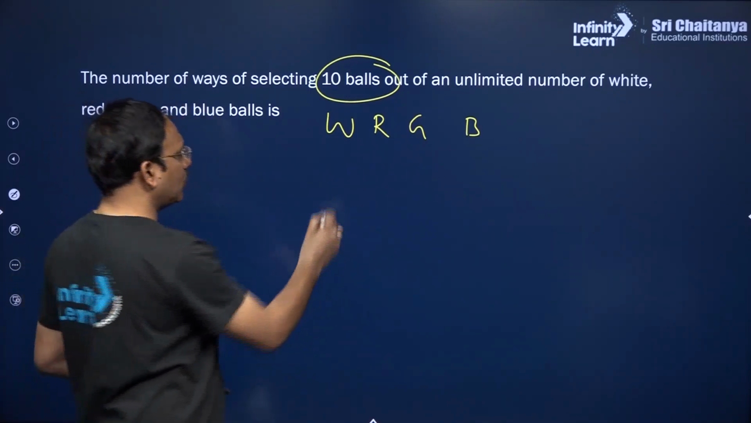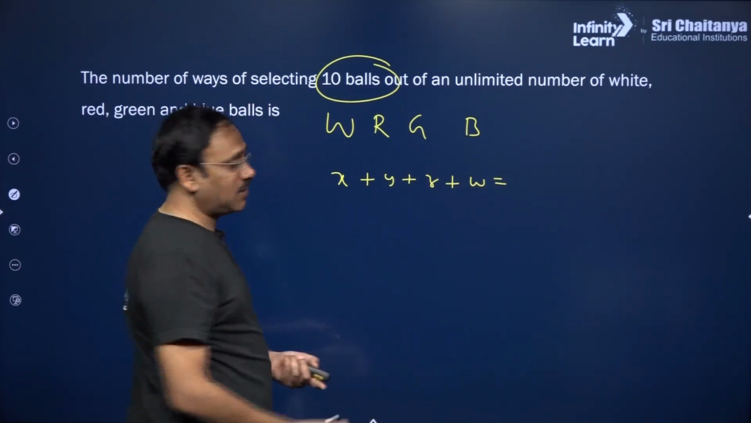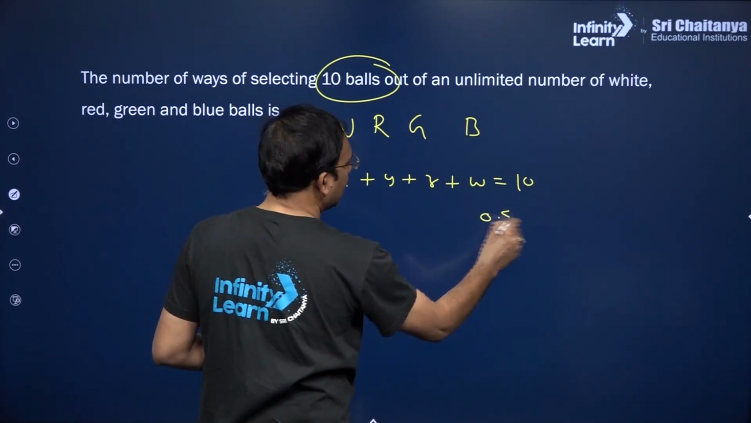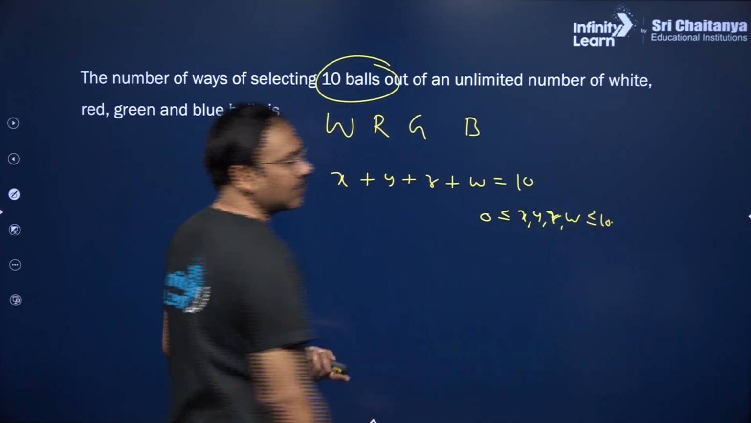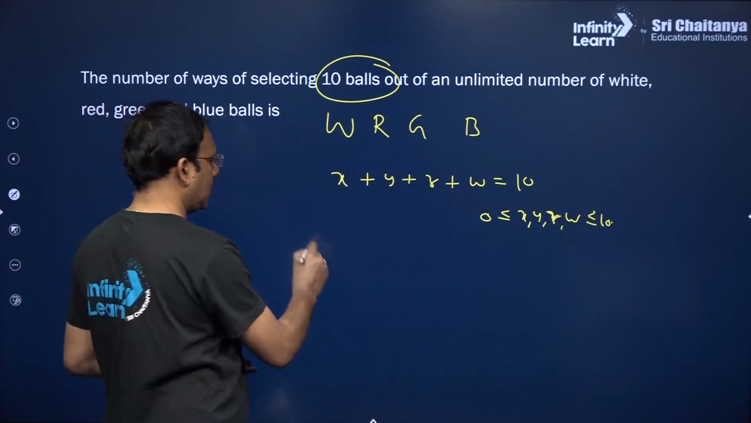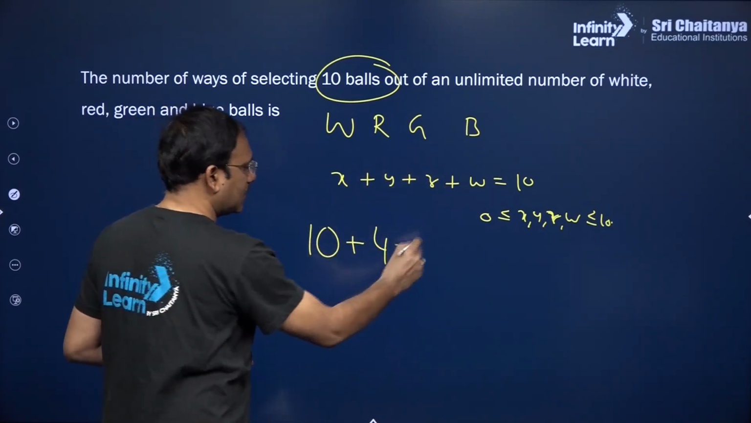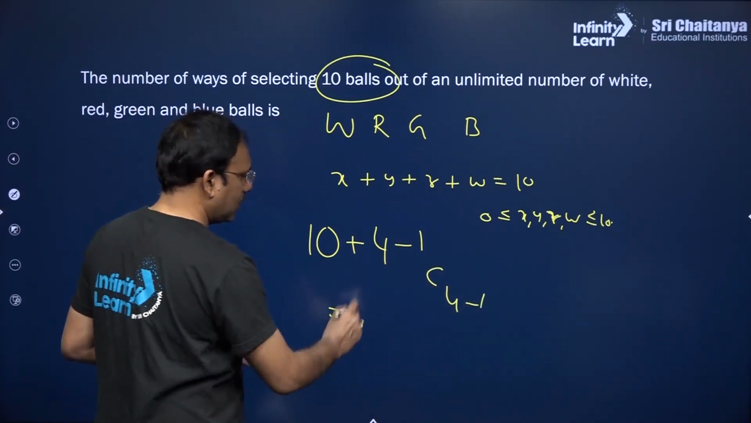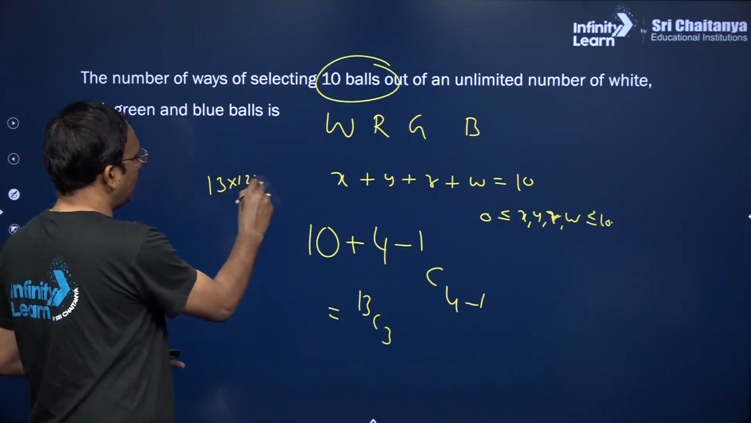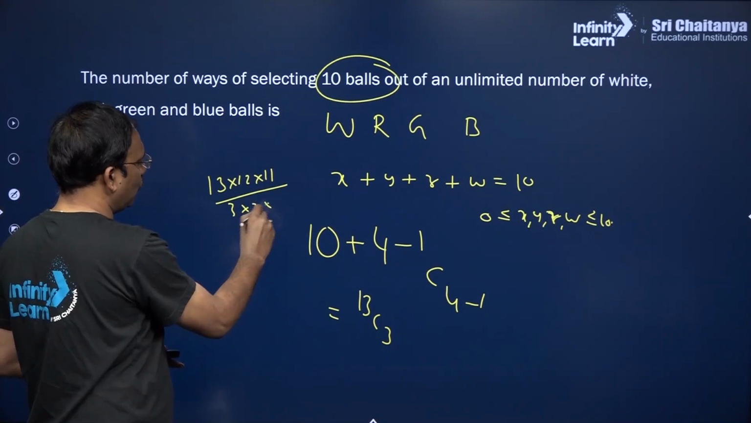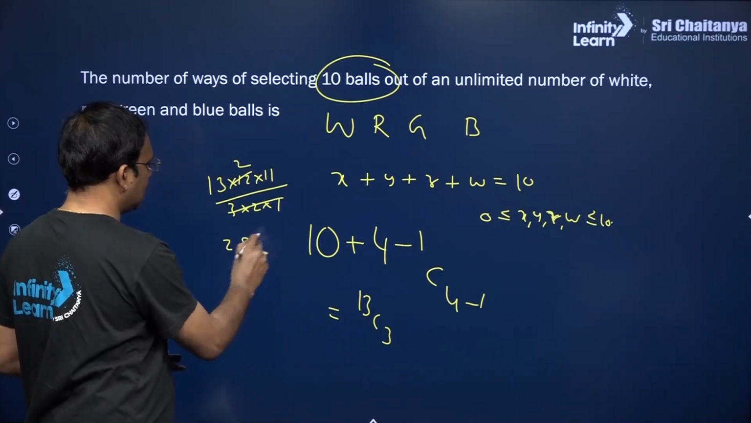So you can take x of these, y of these, z of these, w of these. x plus y plus z plus w is 10, and each of x, y, z, w must be less than or equal to 10. So the number of non-negative integral solutions, with n items and r boxes, is n plus r minus 1 choose r minus 1, which is 13C3, and that is going to be the answer. 13C3 means 13 into 12 into 11 by 3 into 2 into 1, which is 2 times 11 into 13, that is 143, so 286 is the answer.